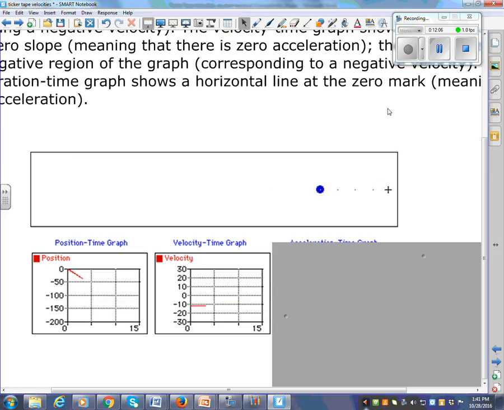What do you think about acceleration? Same as the other one, says Connor. Really? How many people agree with Connor? You think it's going to be the same as the one above? Wow.